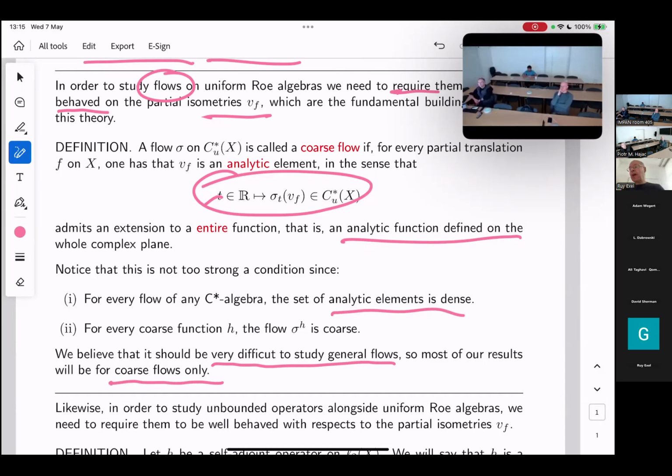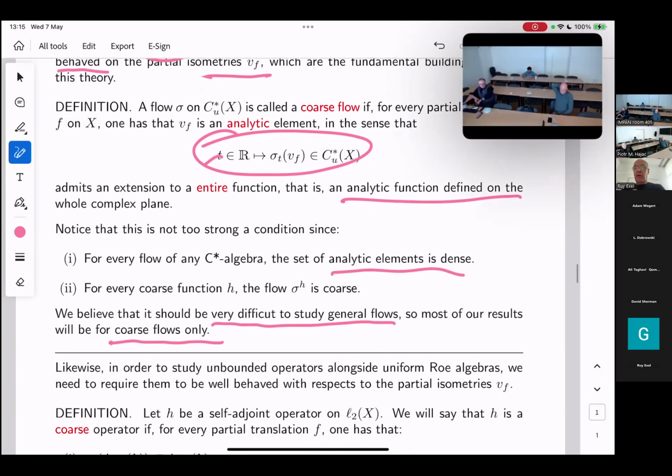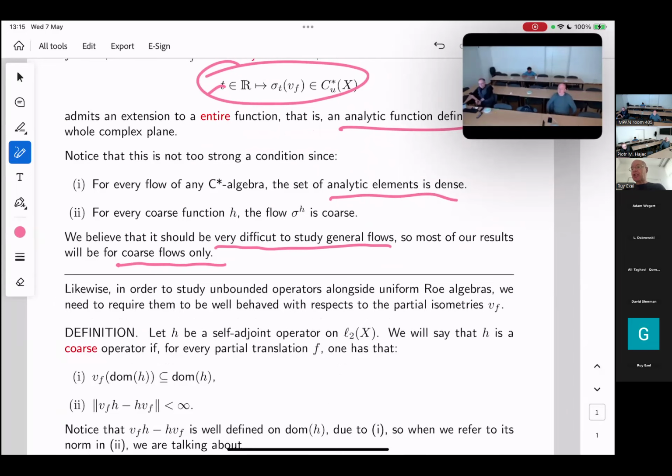So on the one hand, we're talking about flows. On the other hand, we're talking about operators. So a similar restriction would be restricting the operators that we will look at. In order to study unbounded operators alongside uniform algebras, we need to require our operators to be well behaved with respect to the partial isometries V_F.